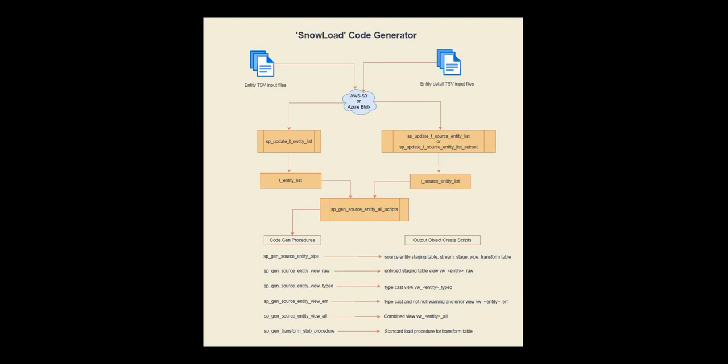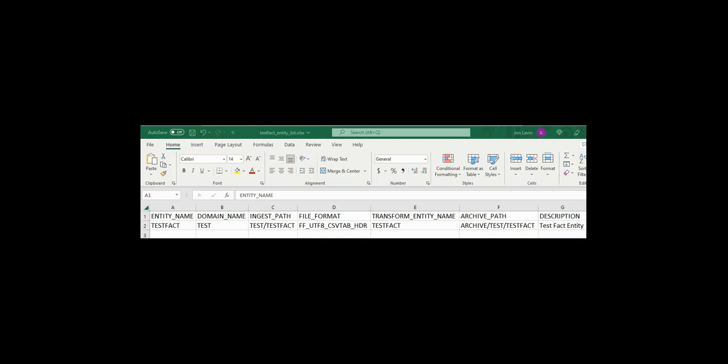As you've seen in the code generation overview, there are two configuration tables used by the CodeGen process and the load framework. These need to be populated for any new entity. T-entity list defines attributes at the entity level. Here's the entity list configuration for the test fact entity we'll be working with.